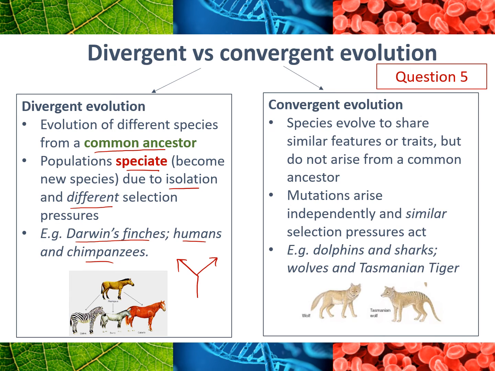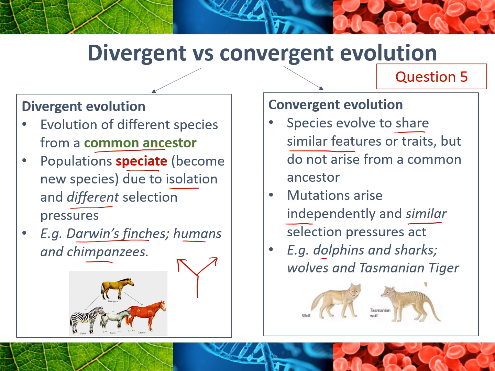Convergent evolution is when species evolve to share similar features or traits but don't arise from a common ancestor. Remember that mutations arise independently. The mutations that lead to wings in bats and wings in birds are very different, but they serve a similar function and had similar selection pressures that meant those features were still selected for.